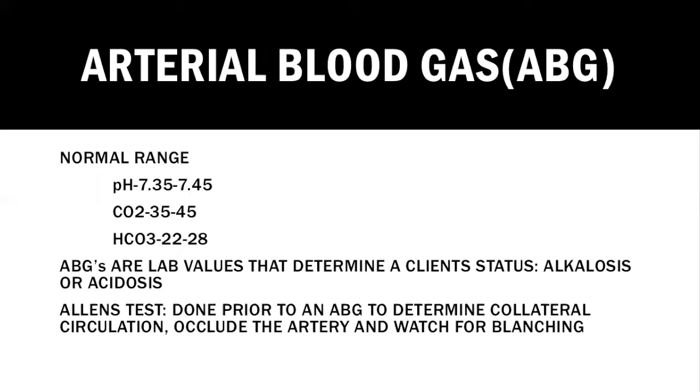Arterial blood gas. This is how we are able to find and determine the status if they're acidotic or if they are alkaline. Our normal range, like we said, for pH is 7.35 to 7.45. Carbon dioxide is 35 to 45, and bicarb is 22 to 28. The Allen's test is done prior to an ABG to determine collateral circulation. You want to occlude the artery and watch for blanching.